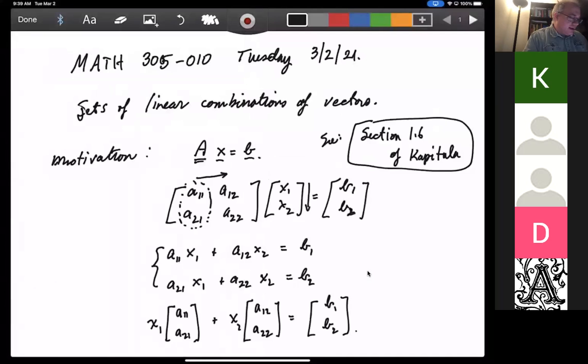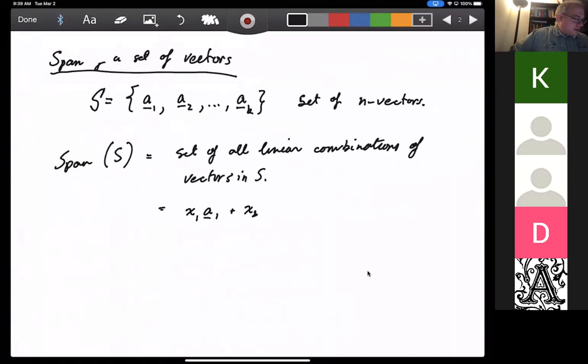All right, so we're looking at linear combinations of vectors. The motivation comes from looking at solutions of linear systems. You can see that what you're doing when you solve a linear system can be thought of as finding the right linear combination of the column vectors to equal some other vector. So we're going to start looking at the geometry behind this. Span of a set of vectors we've got defined here.